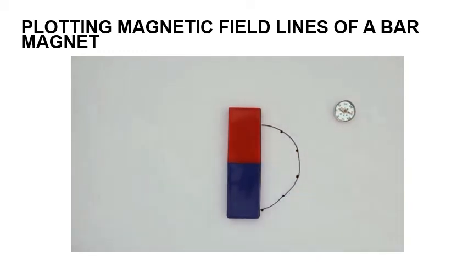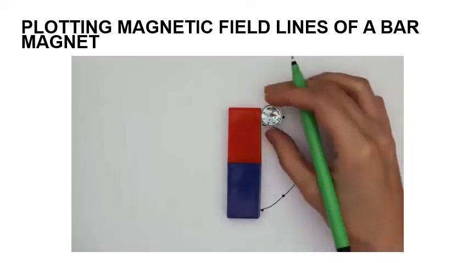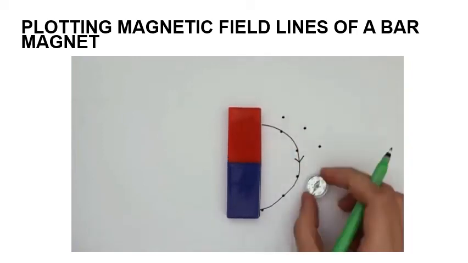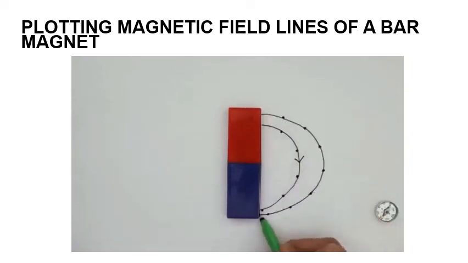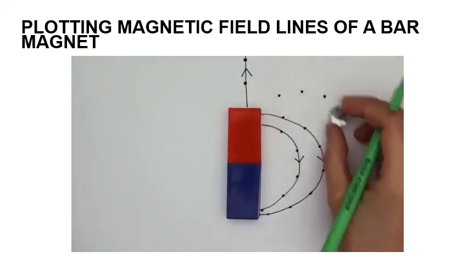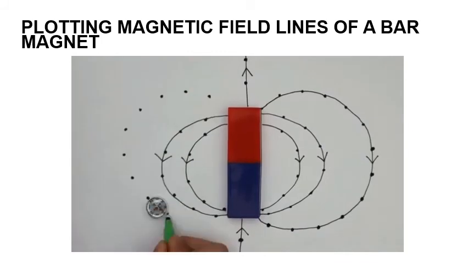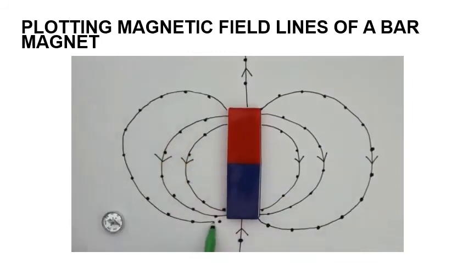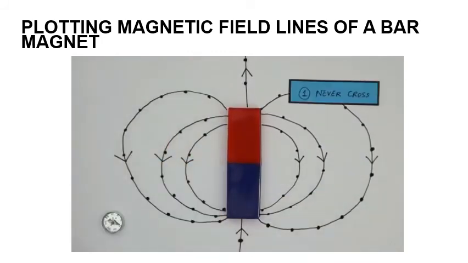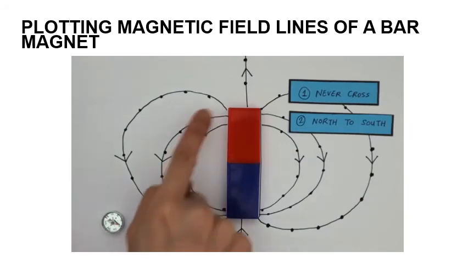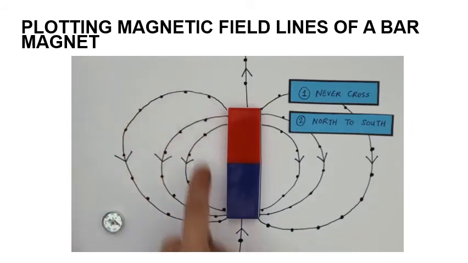You continuously do this around the bar magnet. You join all these dots with a smooth curve. After that, you show the arrow of the direction of the north pole. You place the compass around the north pole again in a different position and you repeat this process and join the dots with a smooth curve. You do it on one side of the magnet and the other side of the magnet. In this process, the magnetic field lines around the bar magnet have been drawn.